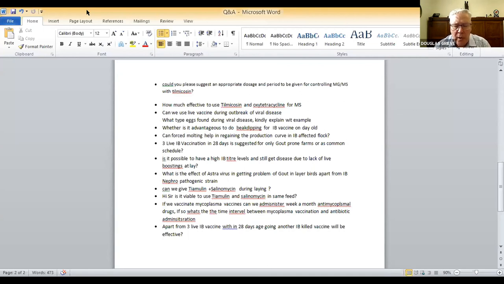We can have mycotoxin problems that can result finally in gout. And we can have management problems like water problems that cause dehydration and damage the kidneys. Or we can have drinking water very high in minerals that are damaging the kidneys. So gout is a general condition caused by many potential problems. In the field, I think it's a situation where multiple insults are occurring to the kidneys and causing damage.